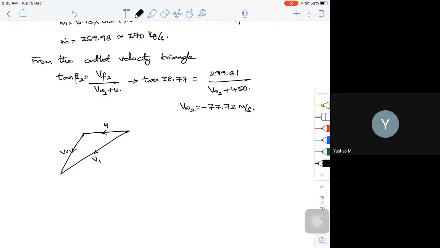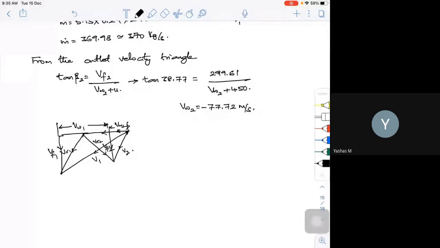So here this particular triangle will become smaller. Look at this, it will become something like this. Your velocity triangle will look something like this. So this will be my VR2, this will be my V2. Now if I look into this particular velocity triangle, this will be my VF2, and this will be my VW2. And this is my V1, VF1, this is my VW1.